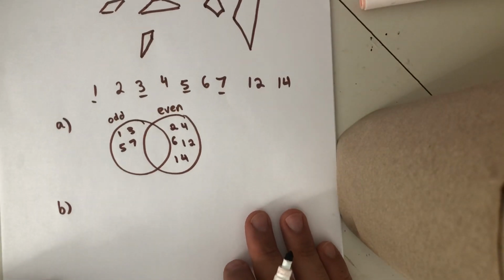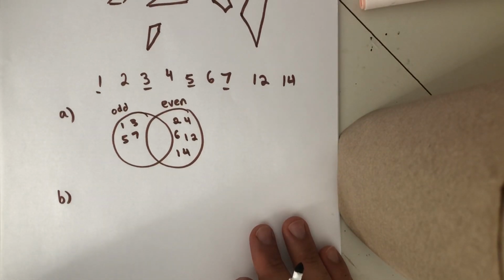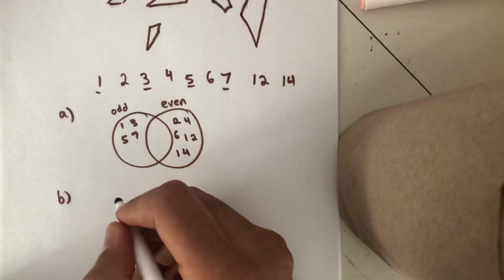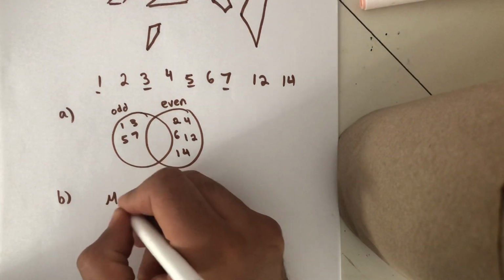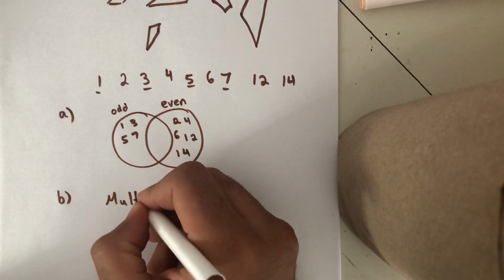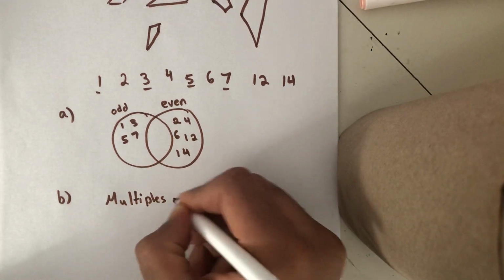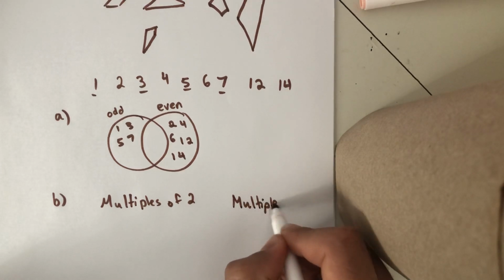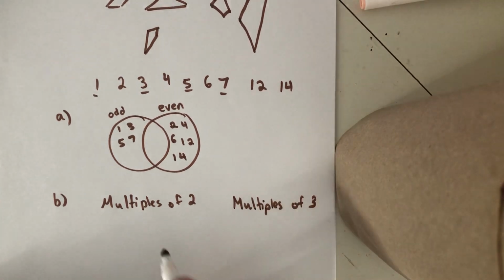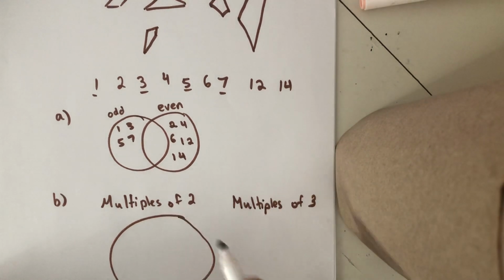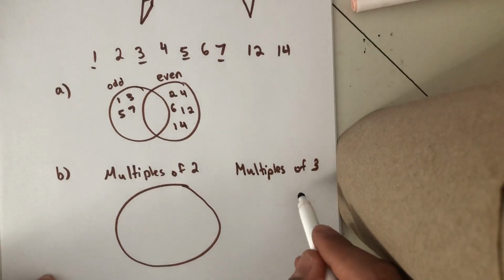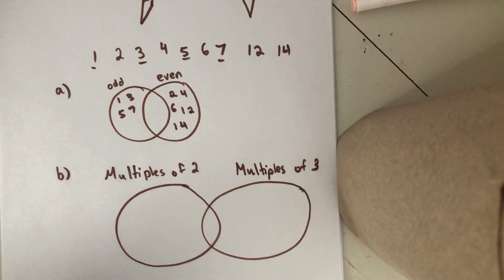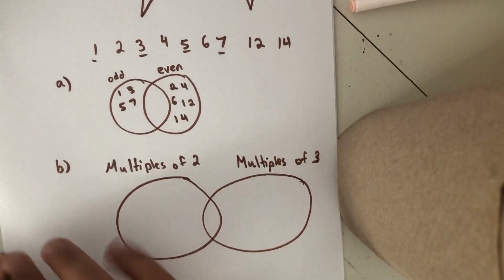The second part of this question is sorting them in multiples of 2 and multiples of 3. So we got the first circle here and we got our second circle here. Again, we know what the words multiples of 2s and 3s mean. If not, I will do a quick little review over here on the side.